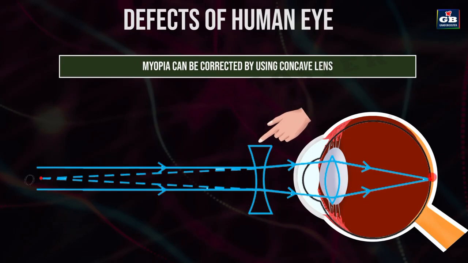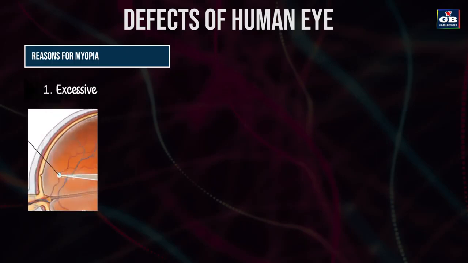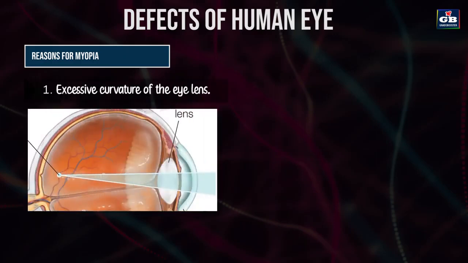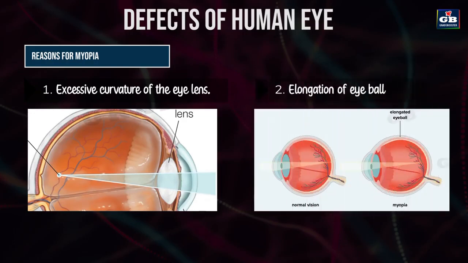Then what are the reasons for myopia? There are two reasons for myopia. 1. Excessive curvature of the eye lens. If the eye lens gets excessive curvature, then it leads to myopia. And the second one is elongation of the eyeball. If the eyeball is elongated, then it also leads to myopia.